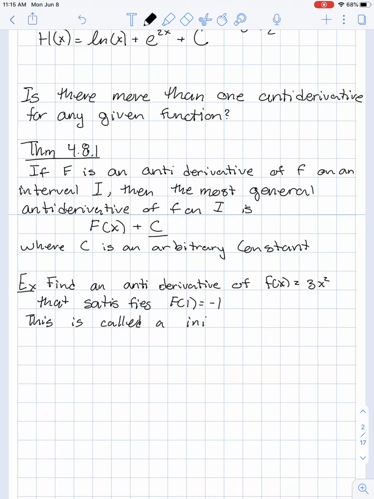an initial value problem. I'm given somebody's derivative and I'm given that function's initial value. Initial value doesn't always have to be at 0. It could be at just any point on the graph.